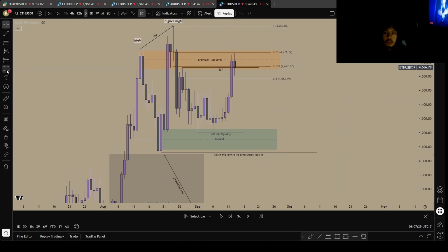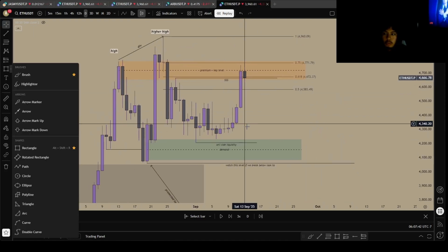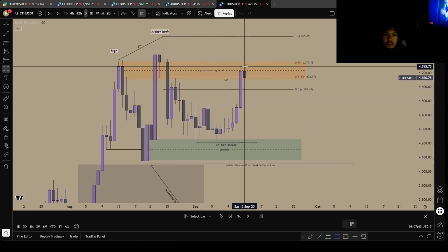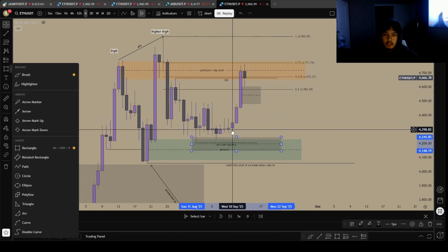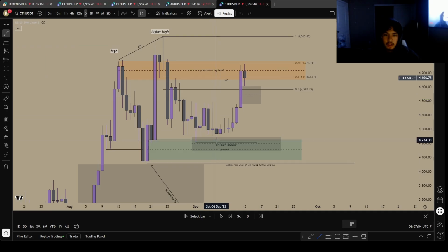Why do we go short? I'm going to explain. Right here we have massive imbalance. So at this current candle, there's a fair value gap that's forming. Okay, there's sell side liquidity, and then there's also liquidity at these higher lows right here.